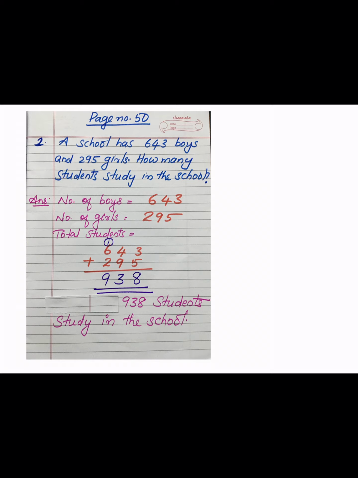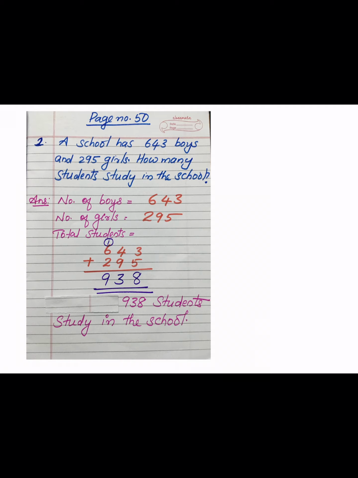Then how to conclude the answer? You go to the question: how many students study in the school? So how do we conclude this? If the question is like that, in which way will we reply? Here we got 938. So we can say that 938 students study in the school.